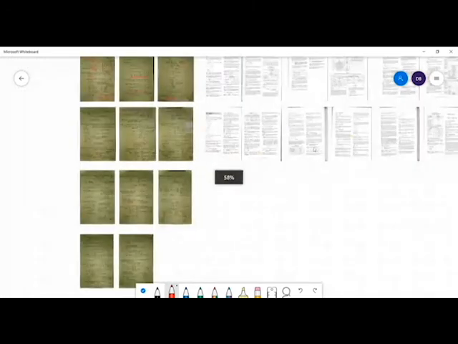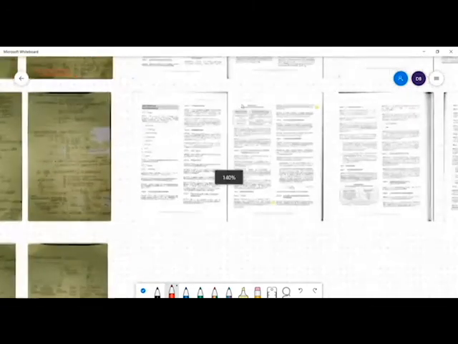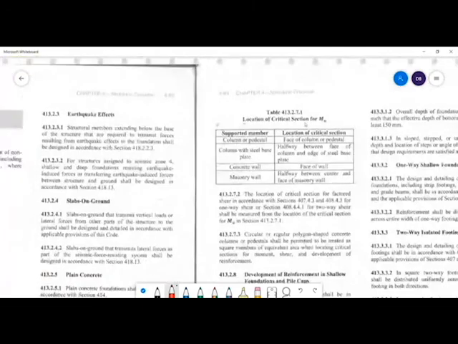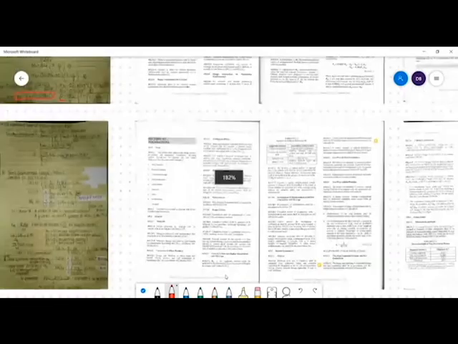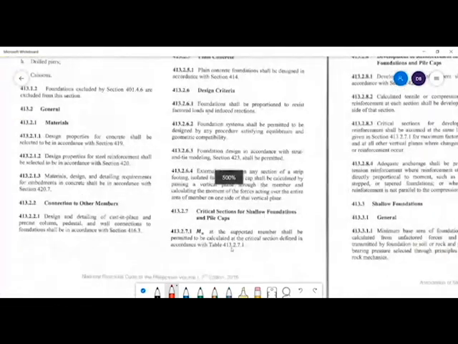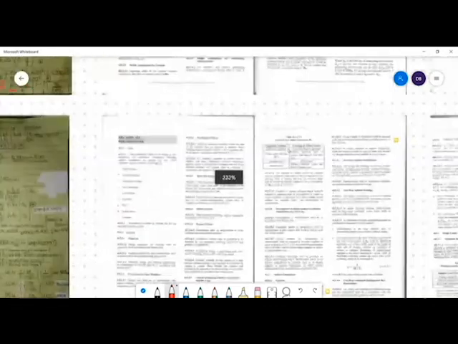So let's look at the codes to see the location of the critical section for Mu. So Mu, from section 413.2.7, Mu at the supported member shall be permitted to be calculated at the critical section defined in accordance with Table 413.2.7.1.